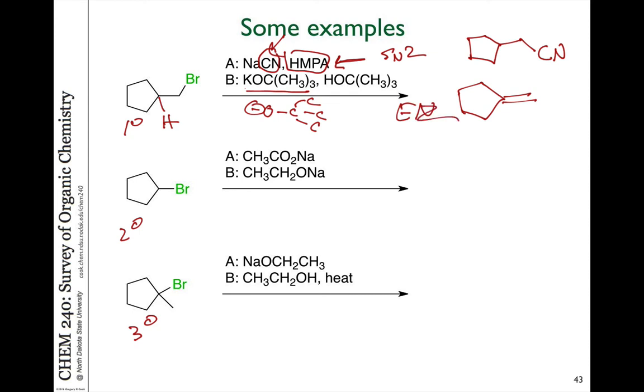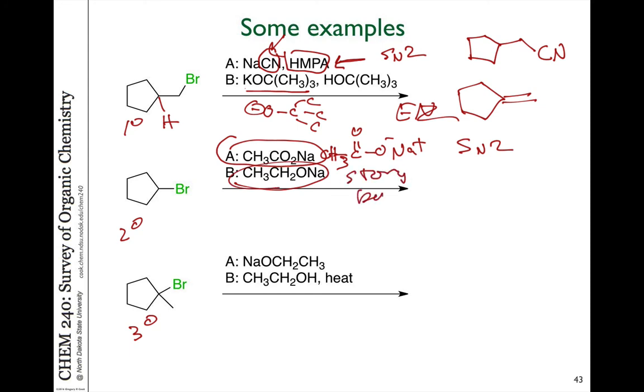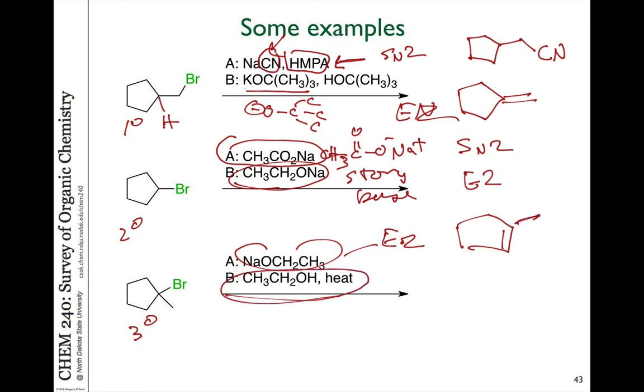For the secondary bromide, we have a weak base, which is the sodium carboxylate, the salt of acetic acid. That's going to be a weak base and might be expected to do more SN2 reactions, whereas sodium ethoxide is going to be a strong base, and you're going to expect mostly E2 elimination. For the tertiary substrate, a strong base will give E2 elimination to form the more substituted alkene in this case. And without any negatively charged species, with ethanol, it's possible to do an SN1 substitution where we end up with substitution of the bromine for the nucleophile, in this case the ethanol solvent.